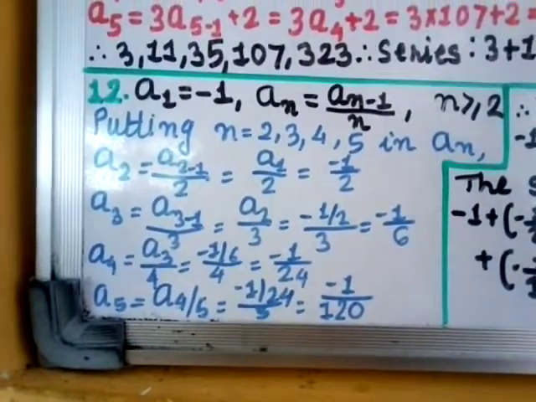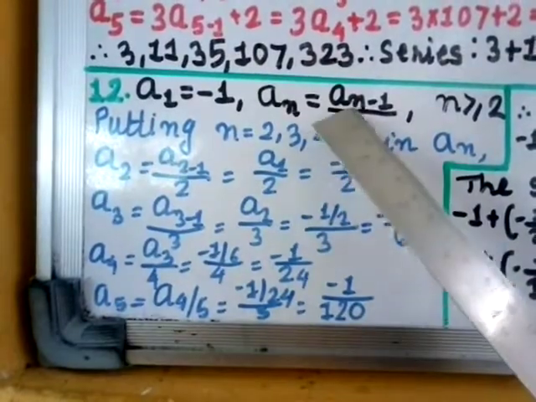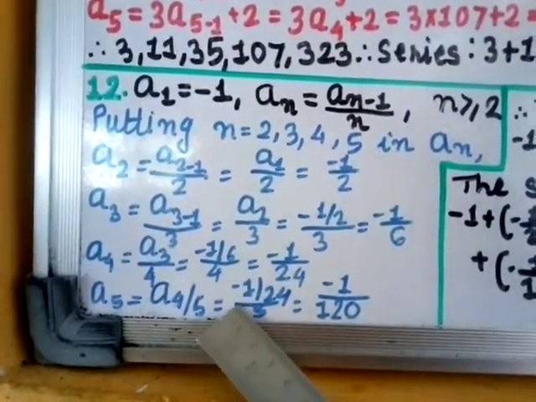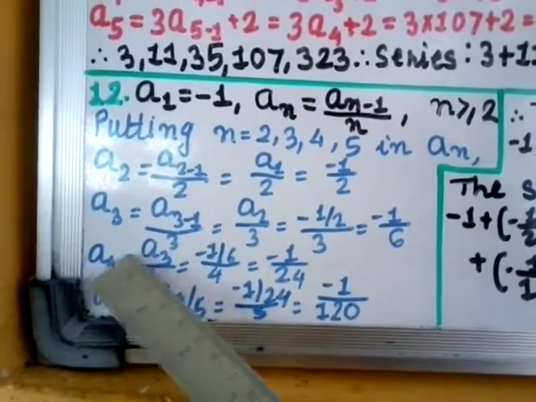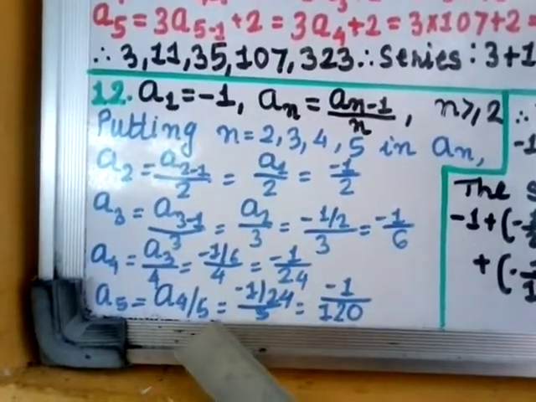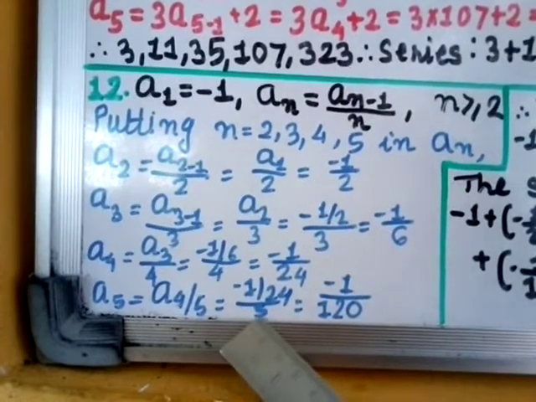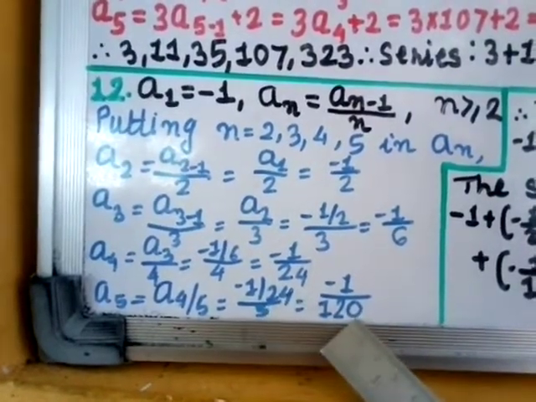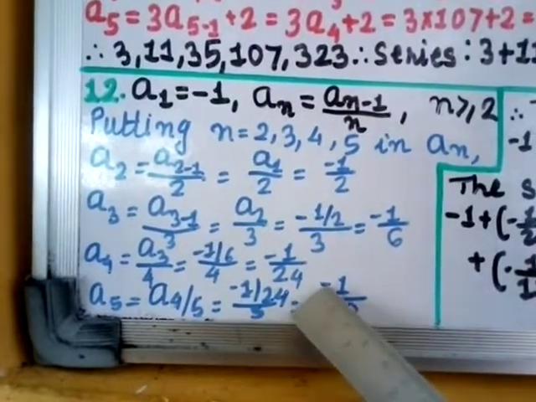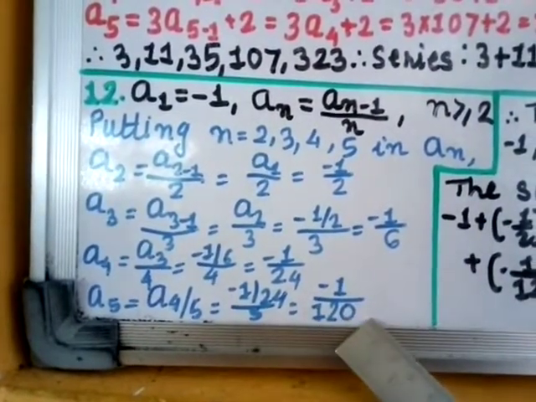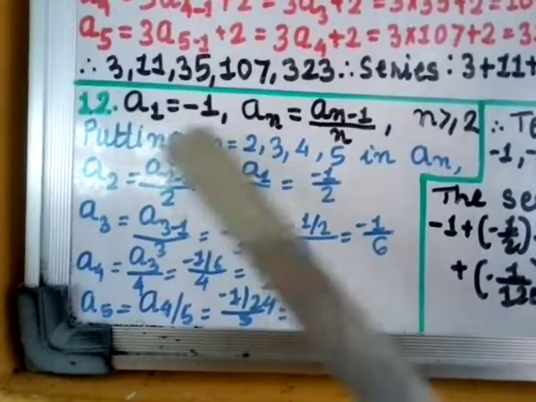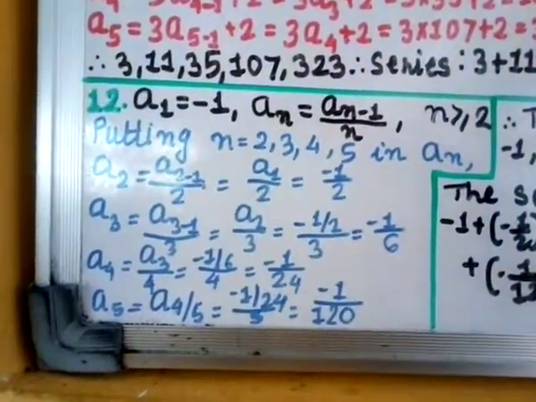Put n equal to 5. So a5 equal to a(5 minus 1), that is a4 divided by n, that is 5, equal to a4 value is from here, minus 1 by 24 divided by 5. This 24 will go in the denominator and multiply with 5. So 24 into 5 will give you 120. So this answer is equal to minus 1 by 120. Right? So we have got the first 5 terms. The first term is already given, but the second, third, fourth and fifth we have found.